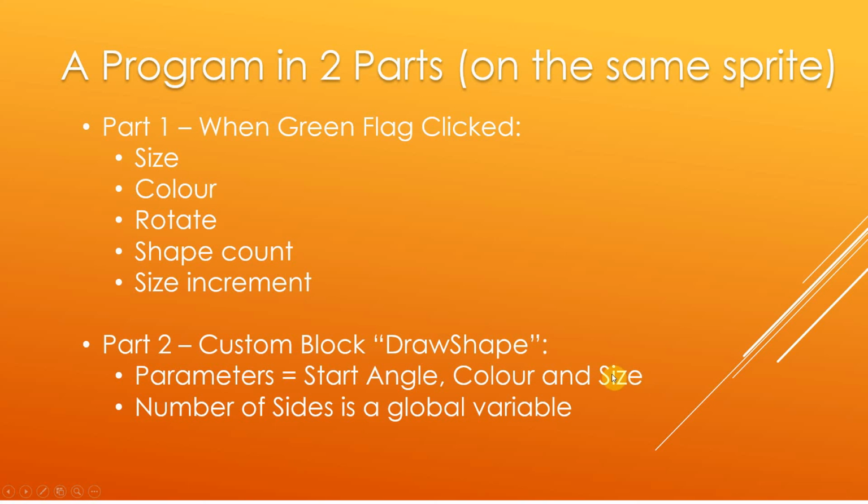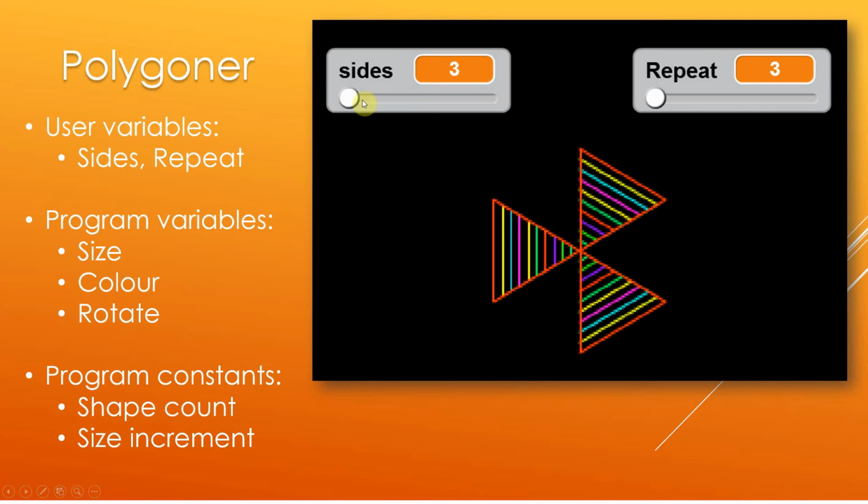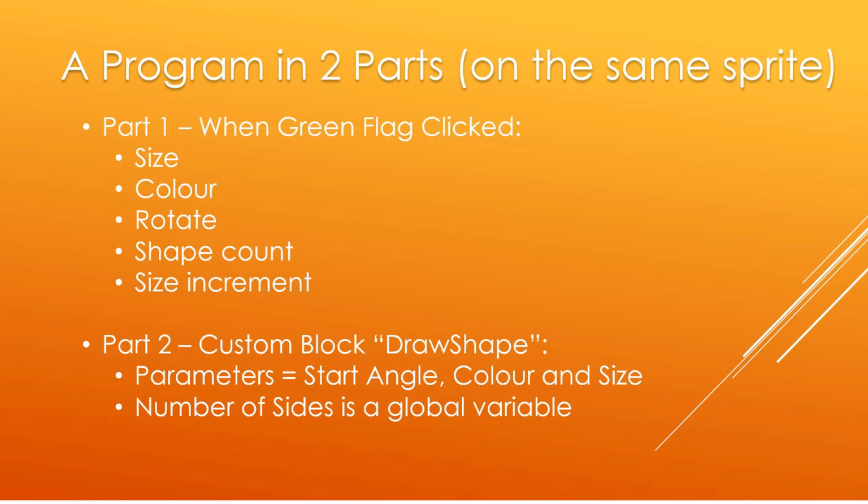Now you might think, well, I need to say how many sides my shape is going to have. But we don't really need to, because the number of sides is a global variable. If we go look at our stage, there's our number of sides, and because it doesn't have the sprite name in front, that means it's a global variable. So our custom block can read that value without us having to pass in how many sides we need.